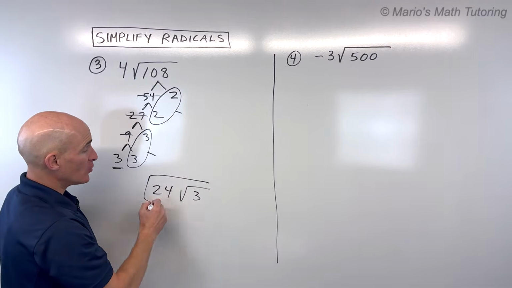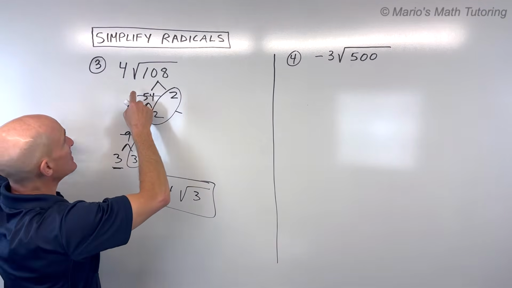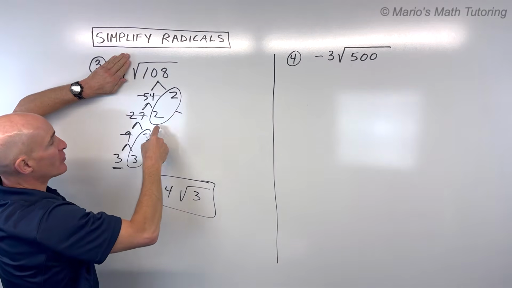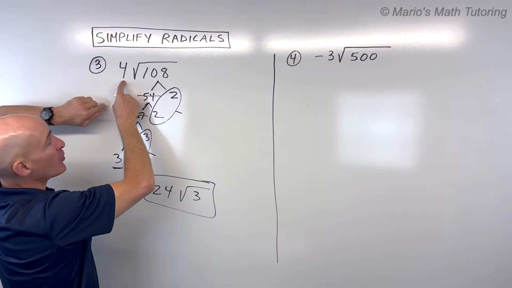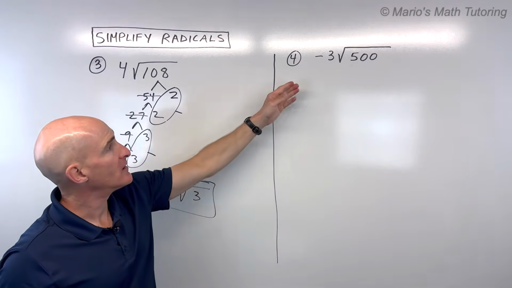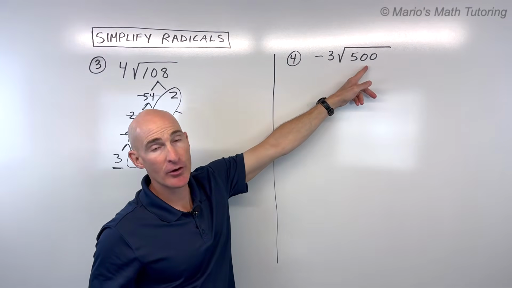So that's how you would handle this number in front. Just pretend like it's not there for a moment, but whatever you pull out in front, those perfect squares, it's going to get multiplied by that number in front. So try number 4 if you want on your own, -3 times the square root of 500.